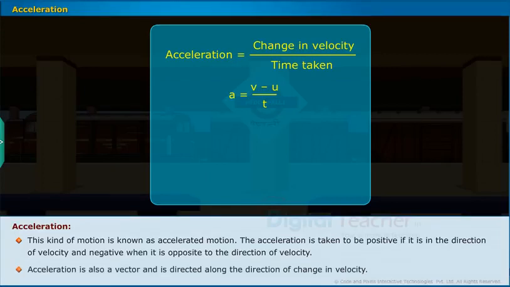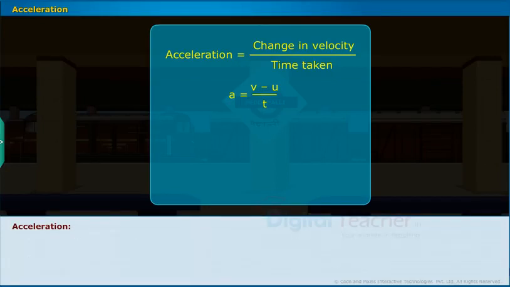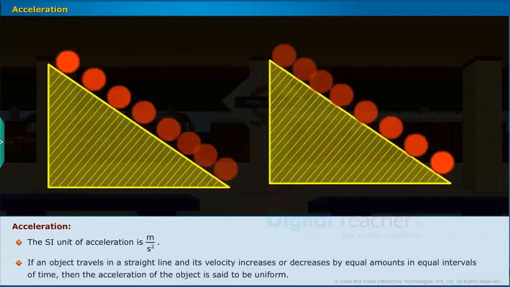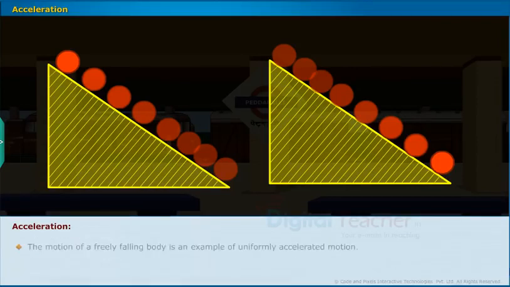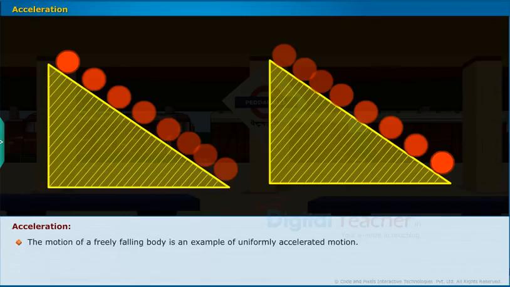Acceleration is also a vector and is directed along the direction of change in velocity. The SI unit of acceleration is meter per second square. If an object travels in a straight line and its velocity increases or decreases by equal amounts in equal intervals of time, then the acceleration of the object is said to be uniform. The motion of a freely falling body is an example of uniformly accelerated motion.